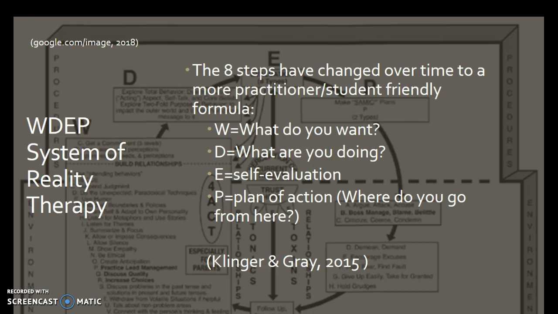D is what are you doing? What actions and behaviors, what relationships or toxins are contributing to what's going on in your life? E is self-evaluation, where the client evaluates all facets of life and their behavior. Then P is the plan of action. Where do you want to go from here?